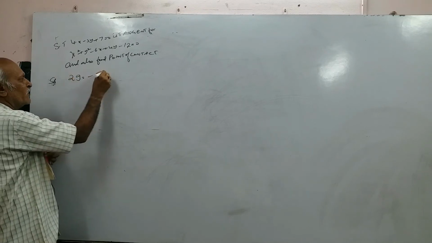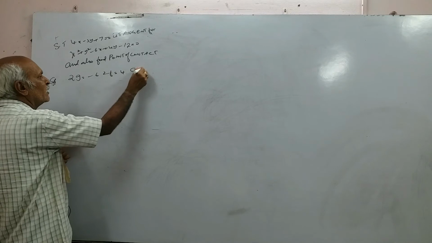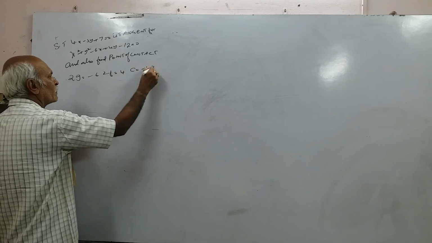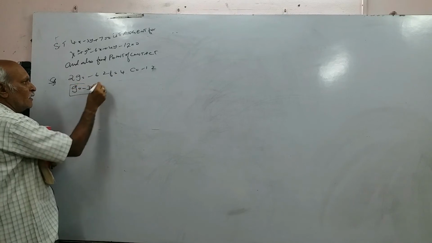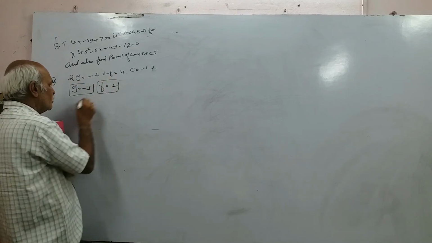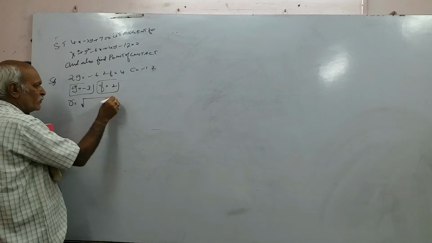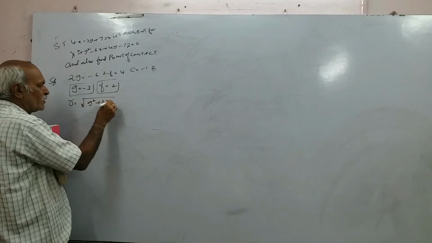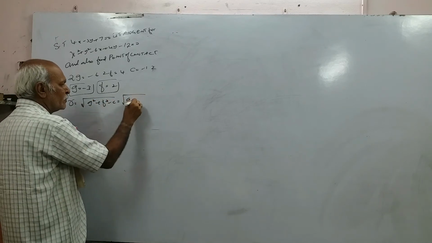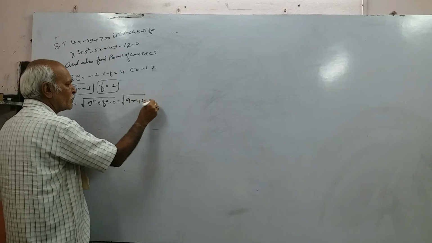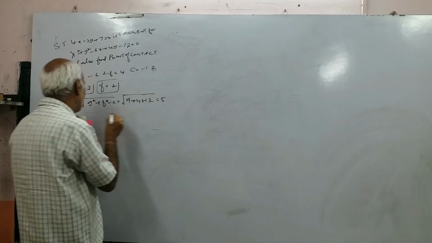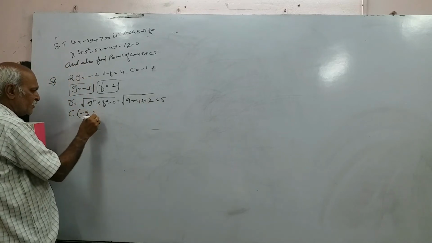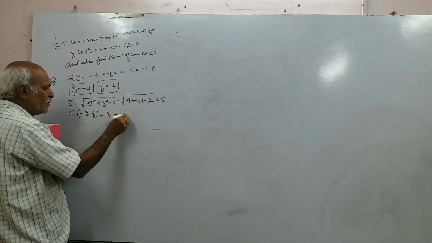2g is equal to minus 6. 2f is equal to 4. C is equal to minus 12. So what is the g value? Minus 3. F value 2. What is the radius? Root of g square plus f square minus c. So 9 plus 4 minus of minus plus 12. So how much we get? 5. And what is the center? Minus g comma minus f, which is nothing but 3 comma minus 2.